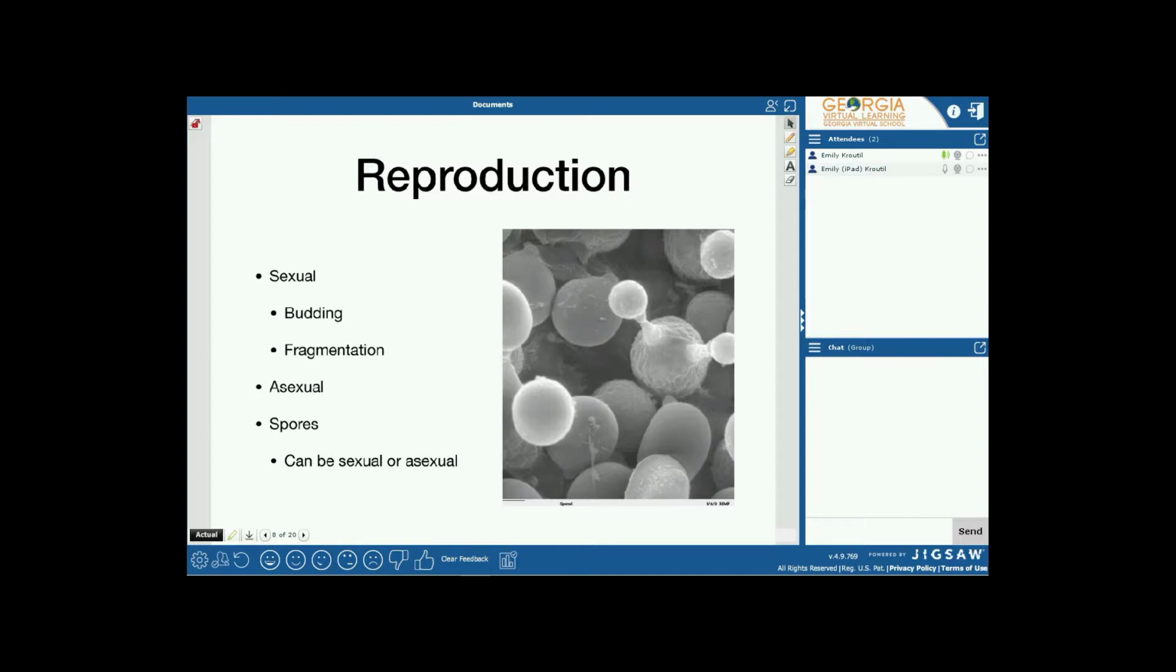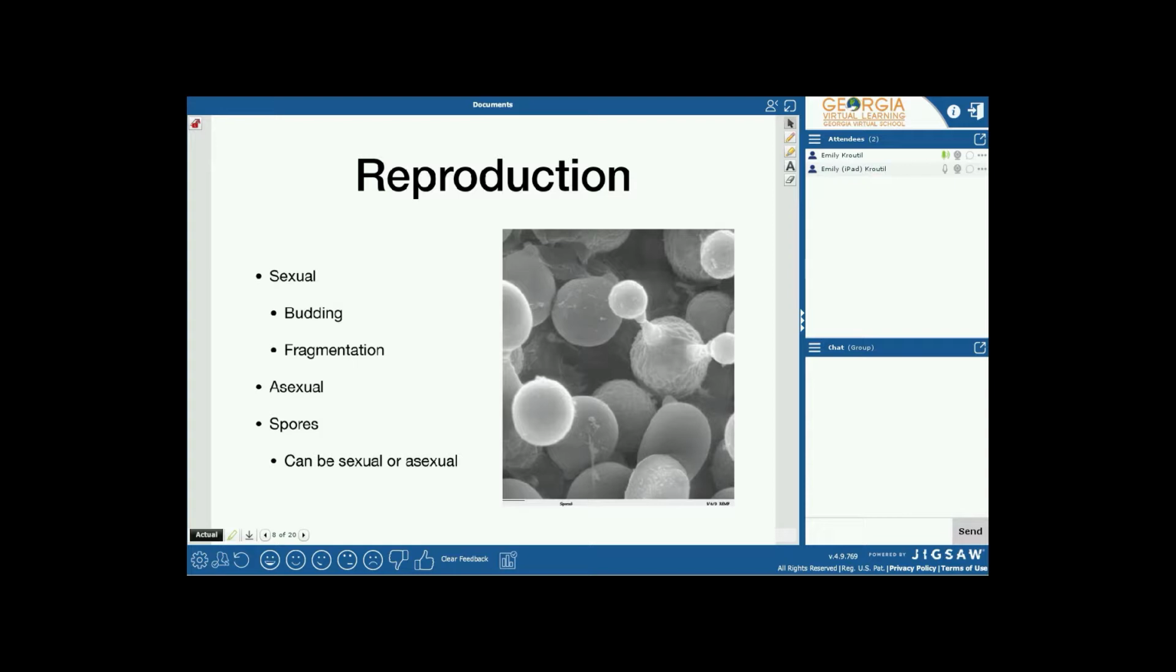So how do these guys reproduce? So they can reproduce sexually, and they can bud or they can fragment. So budding is, you know, kind of that daughter cell comes off, or they can fragment. They can just kind of break apart and then are two new organisms. They can also be asexual, and they can have spores, and their spores can be either sexual or asexual, which is kind of interesting.